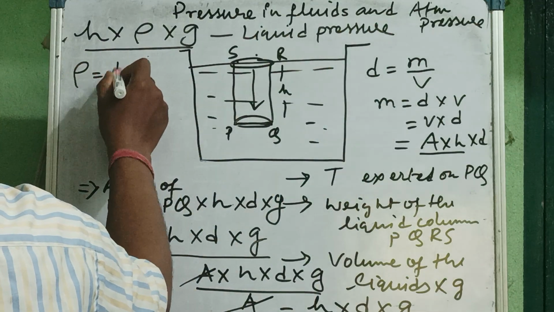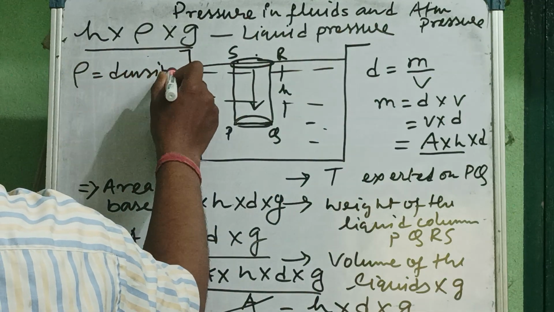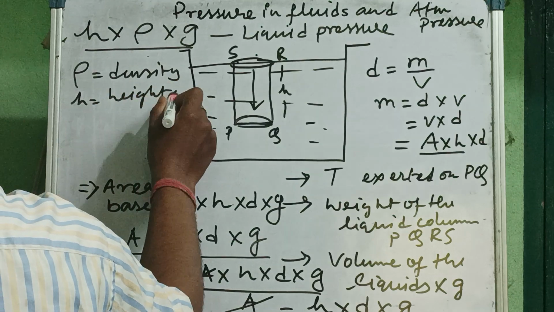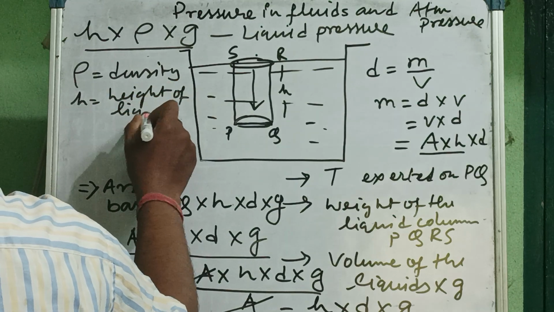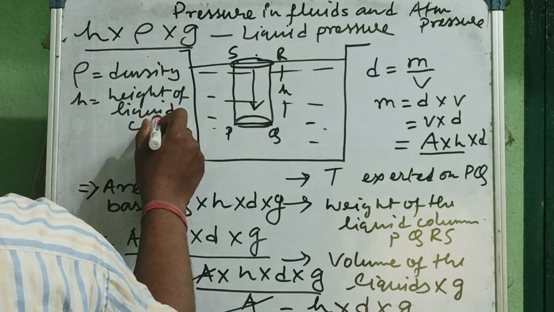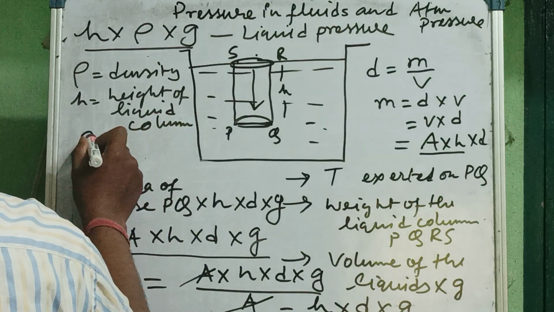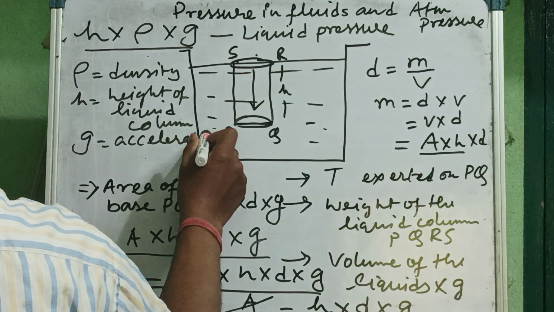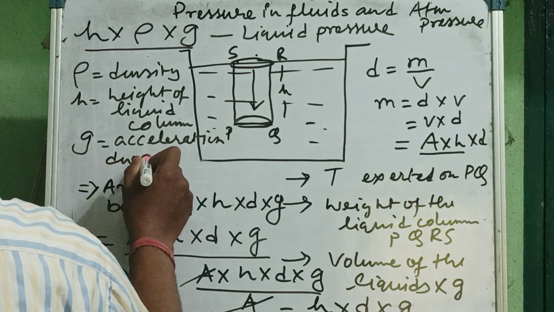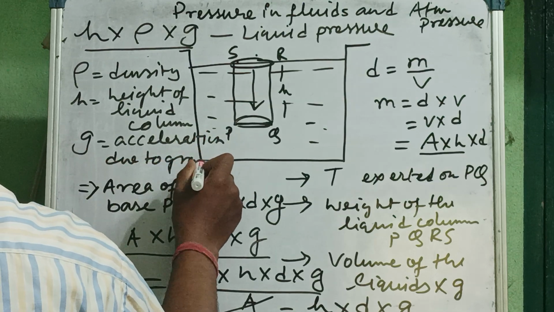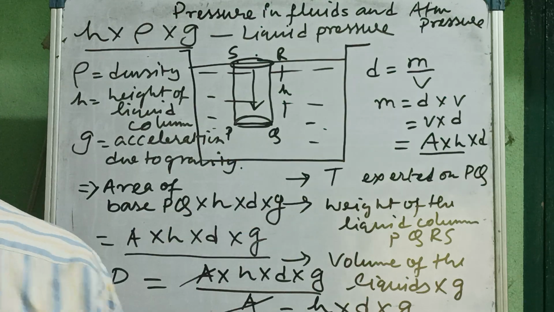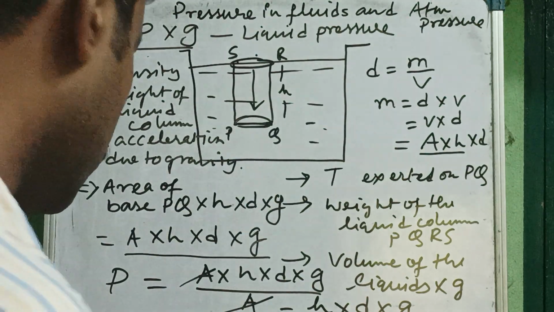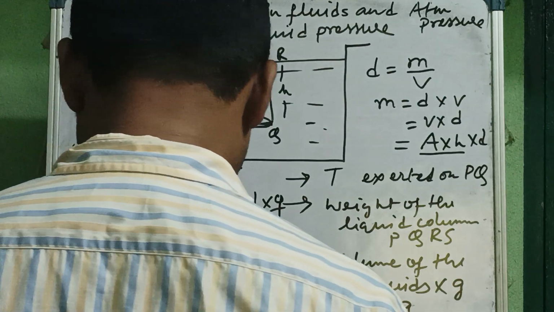So the formula for liquid pressure is h into rho into g. Rho is the density, h is the height of the liquid column, and g is the acceleration due to gravity. Okay, let's clear the formula.